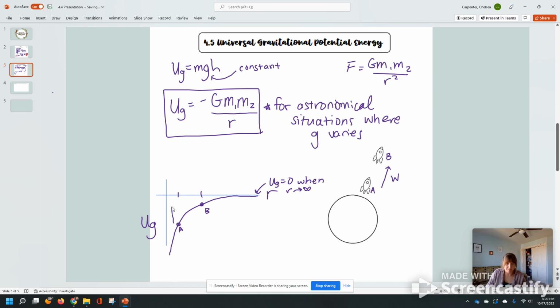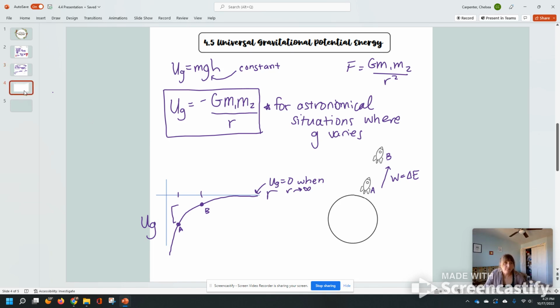So this has to be a positive change, and that can only be seen if this graph has this sort of shape. And again, work is my change in energy. I am doing positive work here, so I need to be increasing my gravitational potential energy, but I still need to be able to get to 0 infinitely far away. Hopefully that made sense. If not, shoot me an email.